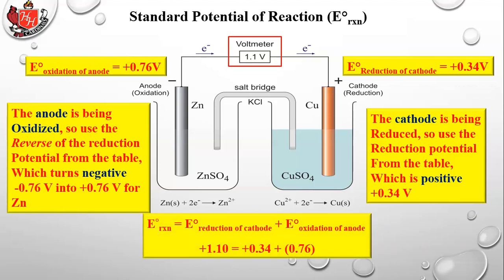So the potential of the reaction is the potential of the reduction of the cathode. That's what you see on the reduction table as a positive number, plus the oxidation of the anode. That's the one you have to turn the equation around and turn that into a positive number, and that's the 0.76 for zinc. So that gives you 1.1 volts.